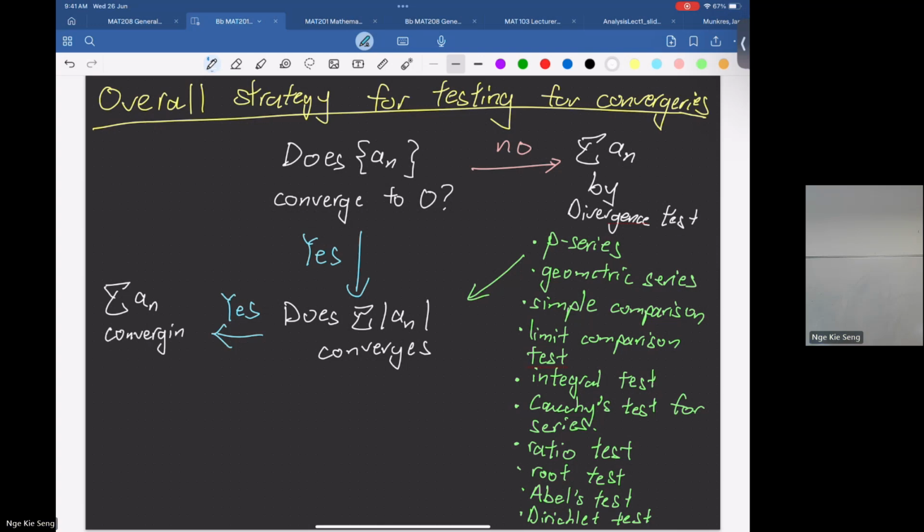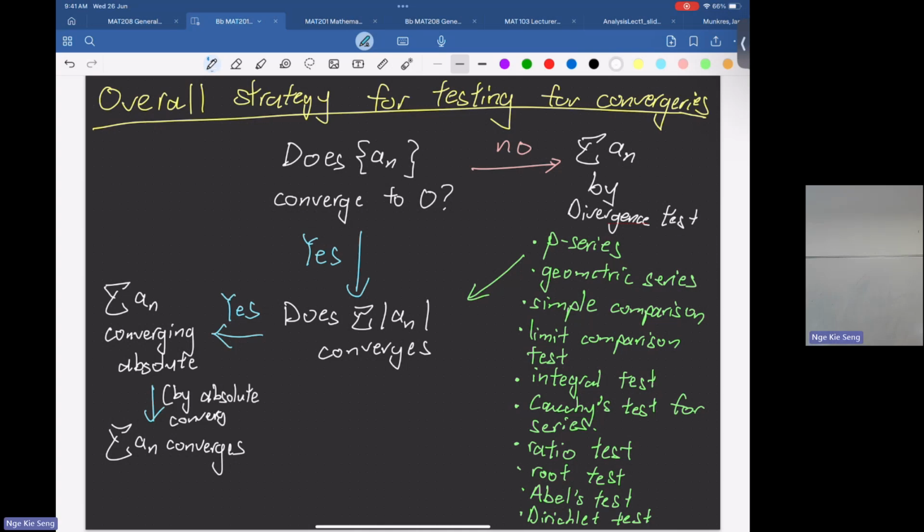absolutely. So if a_n converges absolutely, it means that a_n converges by the absolute convergence test. Okay. If not, what can we do? If no or cannot decide, what can we do?